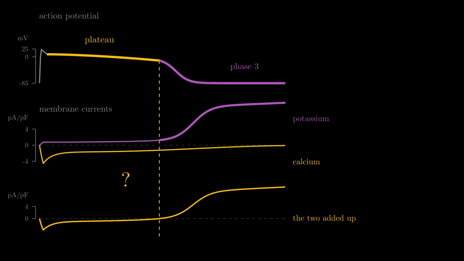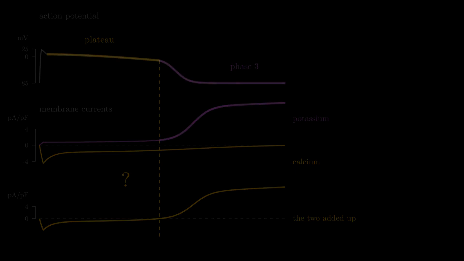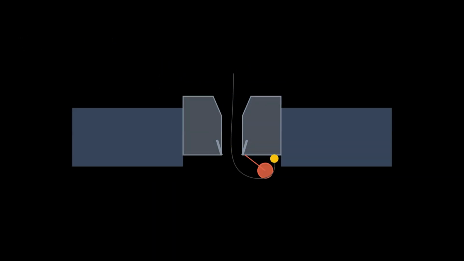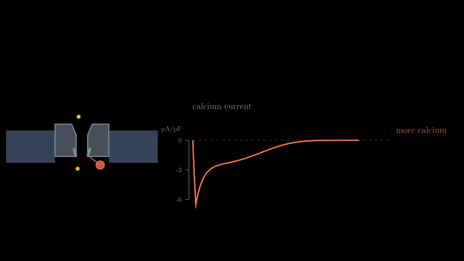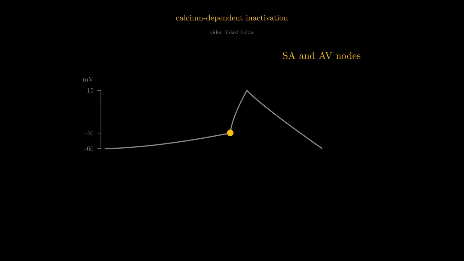So when does the calcium current fade? The calcium channel is made so that it shuts itself off when the calcium comes through it. So that means that more calcium coming through causes a faster shutdown, and less calcium causes slower shutdown. That is what is known as calcium-dependent inactivation, which I went through in the video linked below. One more thing to keep in mind before we go to pathology is that the same channel is also responsible for the upstroke in the SA and AV nodes.